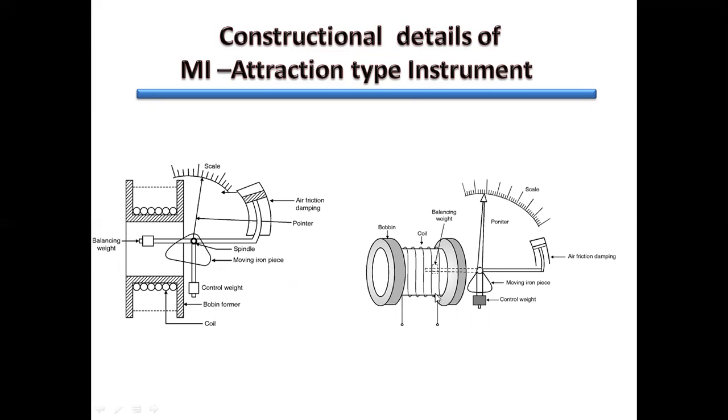It consists of a coil which is wound on bobbin, and this bobbin center portion is hollow. One iron piece, oval shaped iron piece, is kept in the vicinity of this coil. This iron piece is supported on spindle. Spindle is a steel rod, and this iron piece is free to move like this.